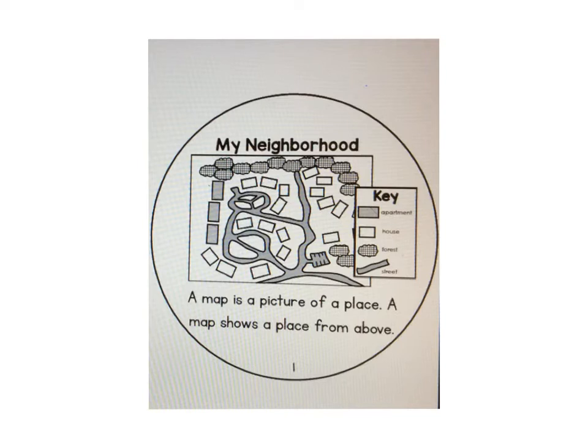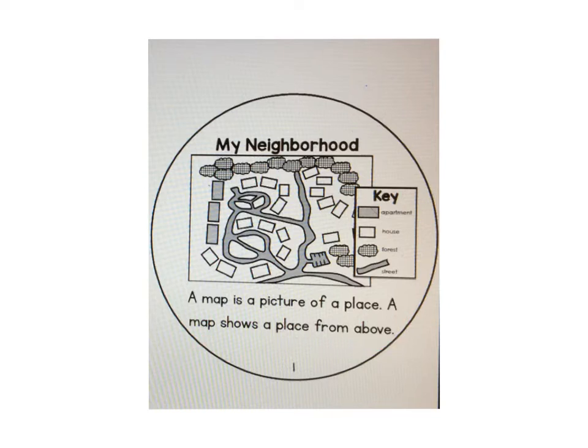My neighborhood. A map is a picture of a place. A map shows a place from above. I'm going to read these two sentences again, but this time I'm going to point to the words as I read them so that you can follow along with me. A map is a picture of a place. A map shows a place from above.